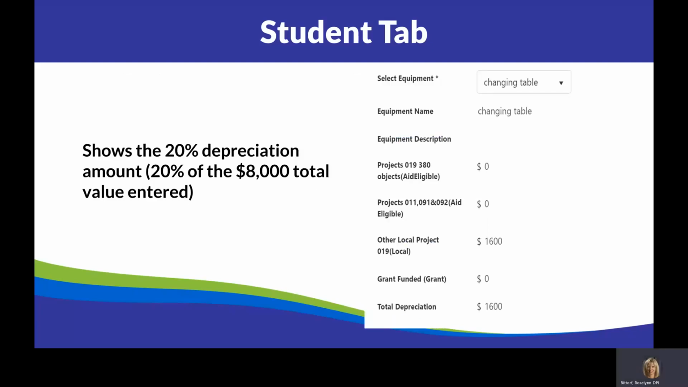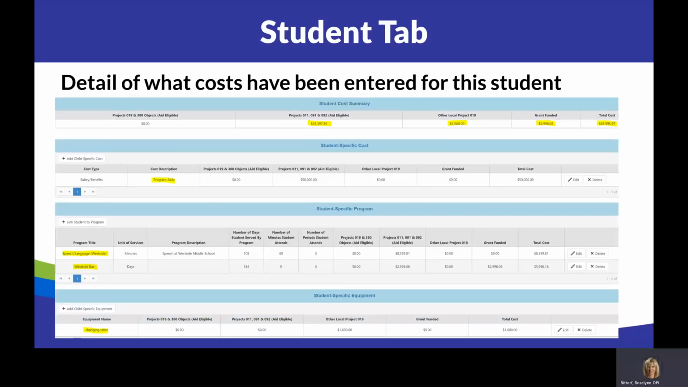You can see here when I select the changing table, it gives me the automatic 20% depreciation amount. The changing table total was $8,000 and 20% is $1,600. Now here is the expanded data for this student. We have our child-specific costs of the one-to-one aide, the speech and language program, the specialized bus route, and the changing table. At the top, we have a student cost summary for each cost bucket, as well as an overall total for this student.